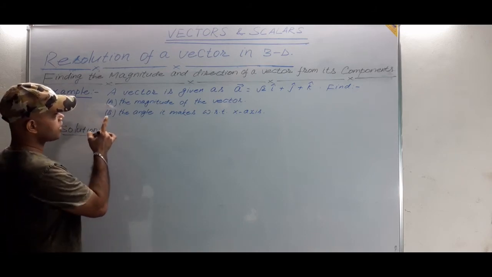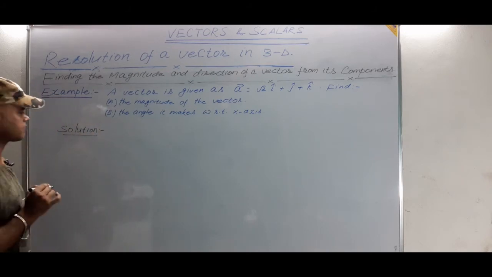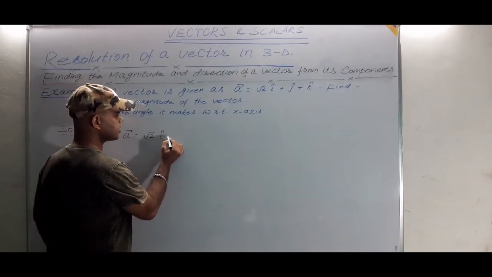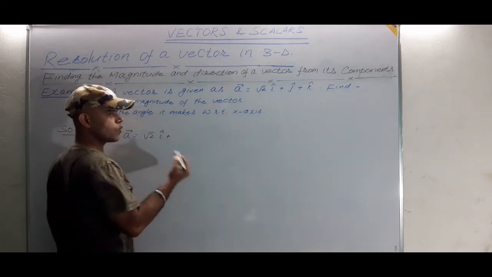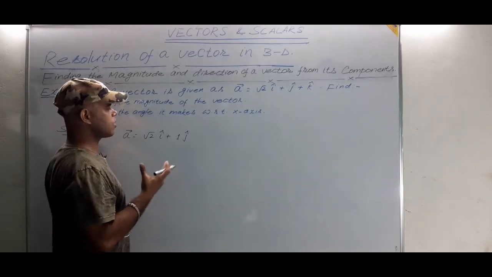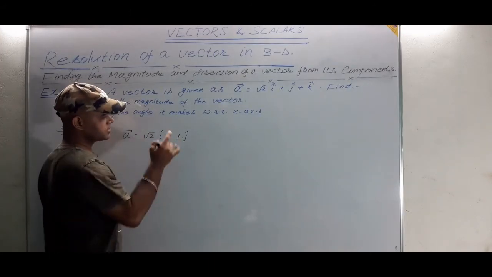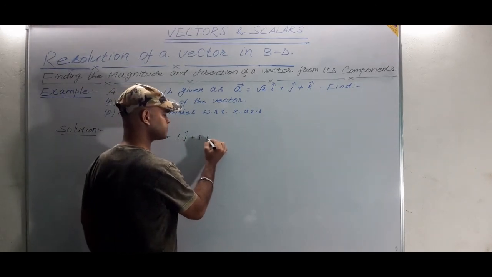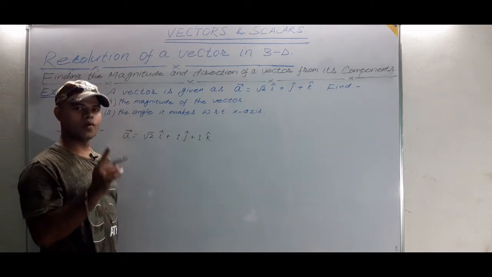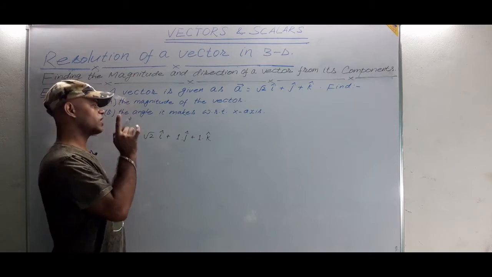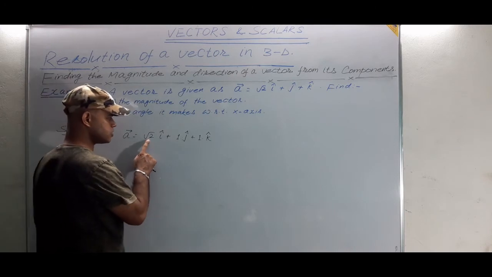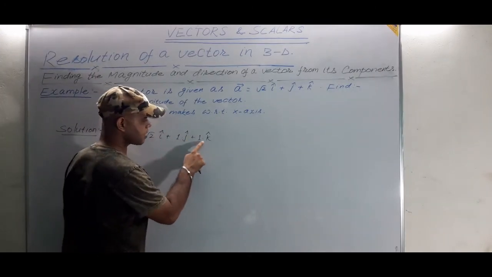The first one is you have to calculate the magnitude of the vector. So first of all, let's write the vector. A vector is root 2 i plus j. j means 1j. j simply means that the component of the vector along y-axis is 1 unit. Similarly, k means 1k. The component of this vector A along z-axis is 1 unit. The component of this vector along x-axis is root 2 units. Getting it? So x component is root 2, y component is 1, and z component is 1.